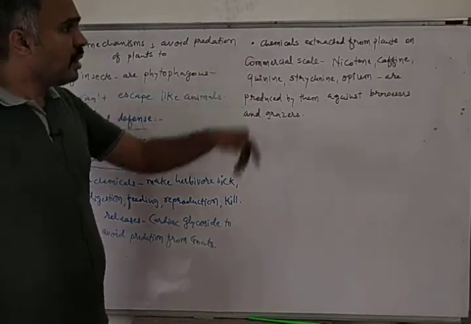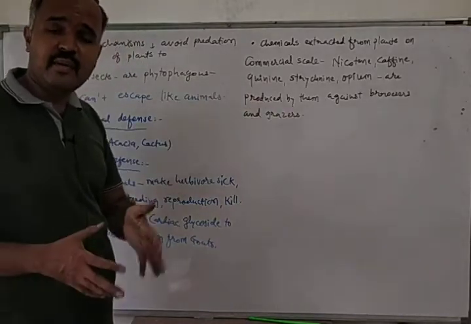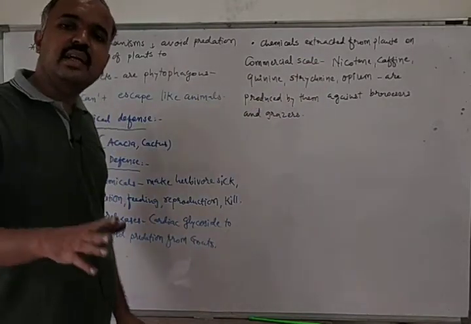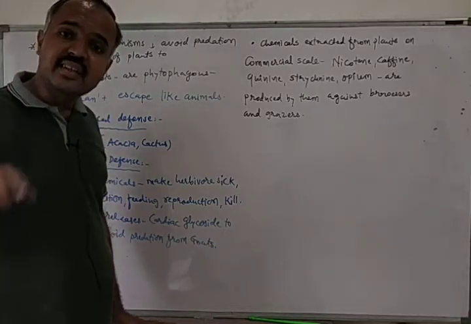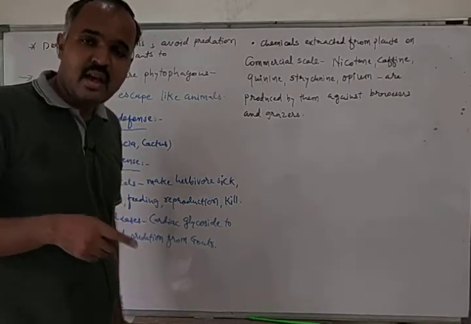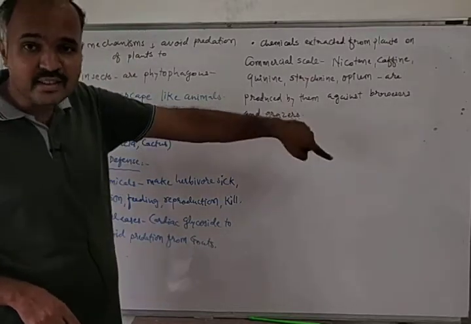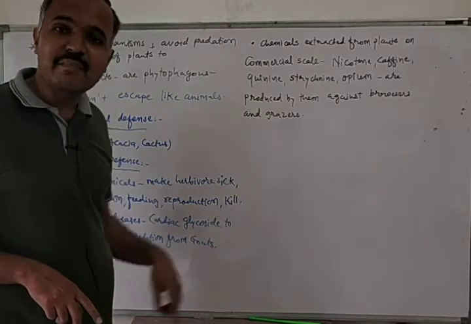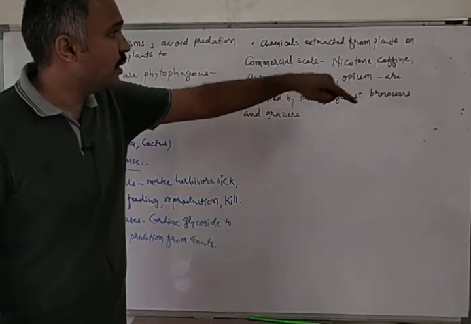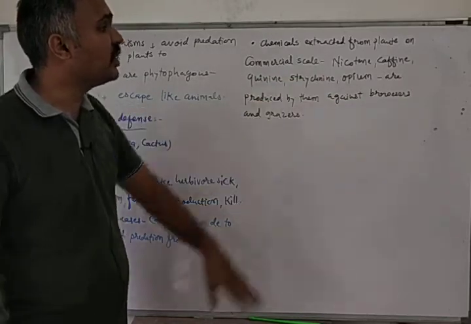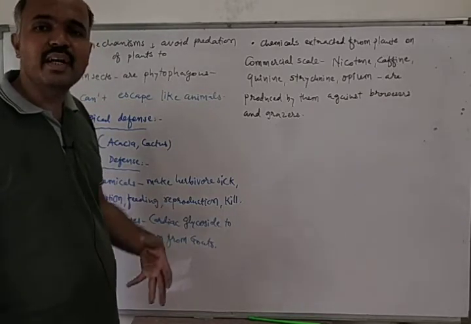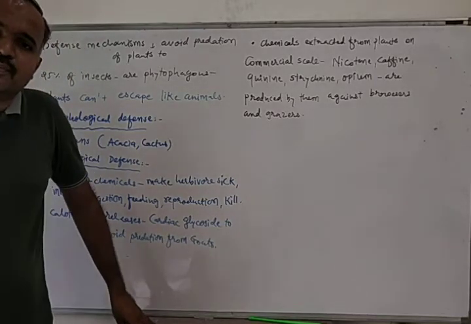Then there are certain chemicals which we extract from plants, like nicotine, caffeine, quinine, strychnine and opium. These chemicals are commercially important to us, and we get many commercial benefits from them. But actually, these chemicals are produced by plants as defense against browsers and grazers. We take commercial and economic benefit from these chemicals, but actually they are being produced by plants as a defense mechanism.